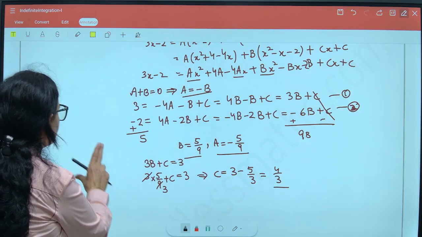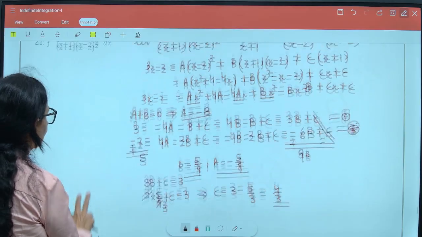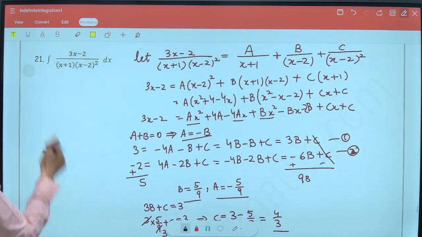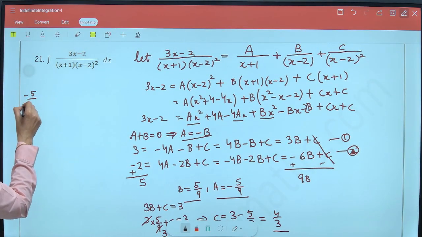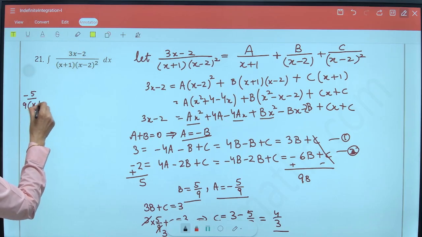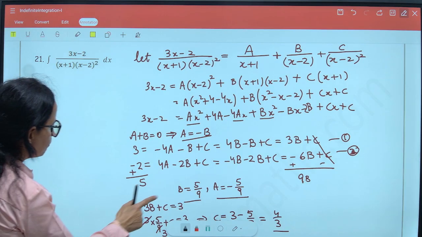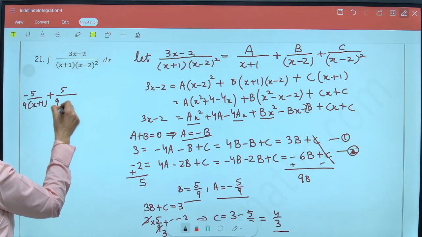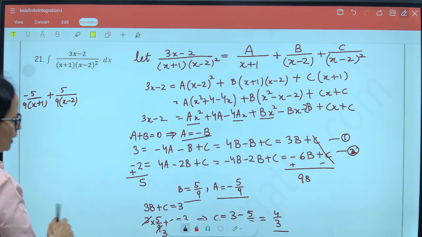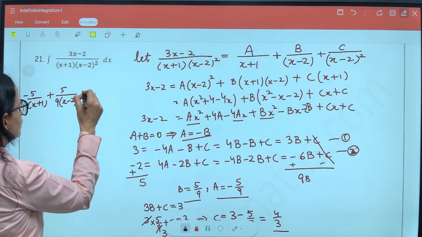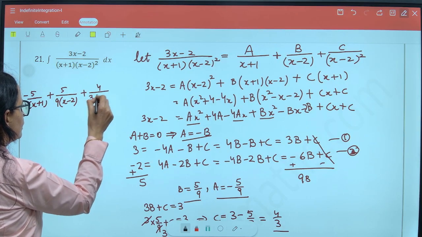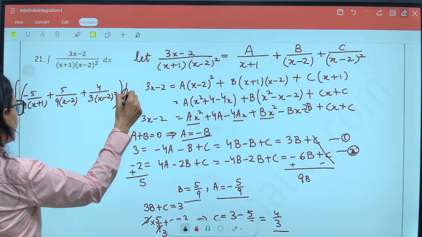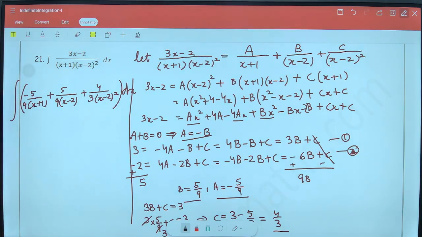That means the question can be broken down into partial fractions. So what are the partial fractions? A is minus 5 by 9, so it is minus 5 by 9 and the denominator is x plus 1. What is B? B is 5 by 9, so plus 5 by 9 and the denominator is x minus 2. And what is C? C is 4 by 3, so it is plus 4 by 3 and the denominator is x minus 2 whole square. Now you need to integrate this entire expression with respect to x and get your final answer.